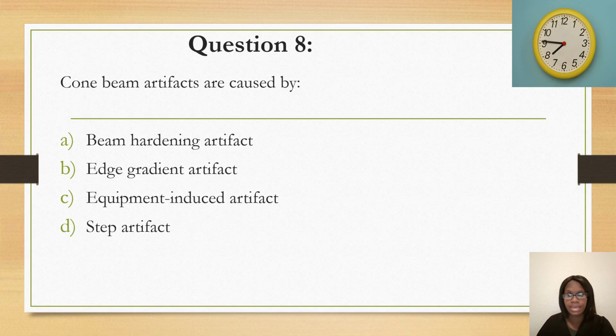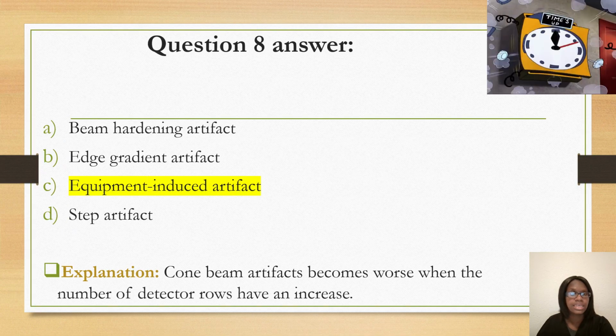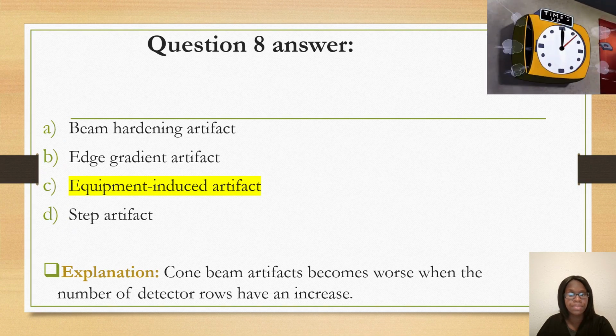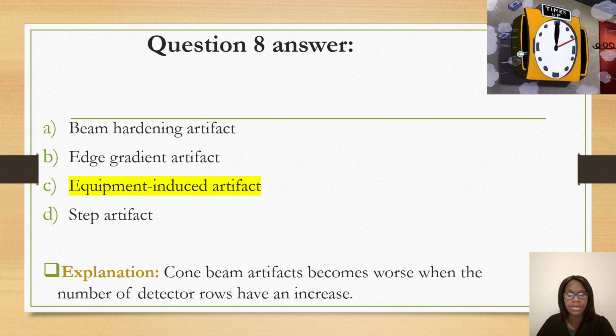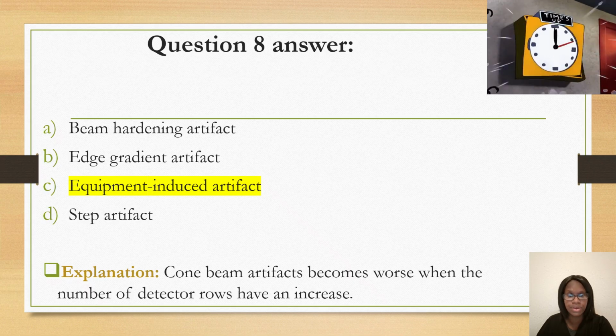All right, the correct answer is C. Equipment induced artifact. Cone beam artifacts become worse when the number of detector rows increases.